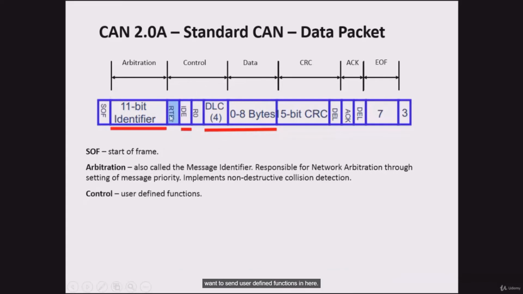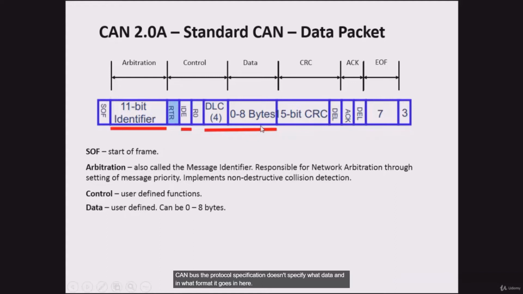Then there's the control. If you want to send user-defined functions in here, data, this is totally user-defined. CAN bus, this protocol specification, doesn't specify what data and in what format it goes in here. If it's integer or 8-bit or 9-bit or floating points or unsigned integer or what, it doesn't specify anything. It just says there can be anywhere from 0 to 8 bytes here. 1 byte, 2 bytes, 3 bytes, all the way up to 8 bytes. It's variable depending on how the device that sends it is set up.